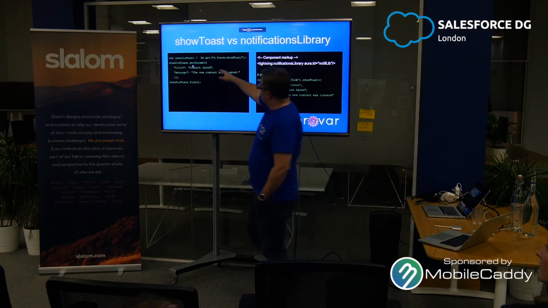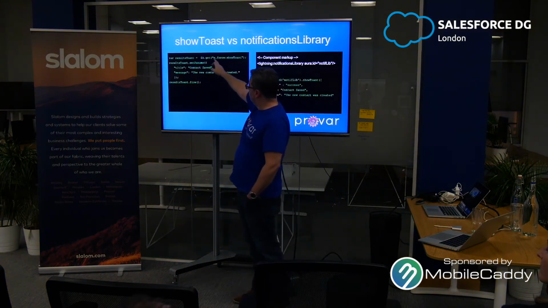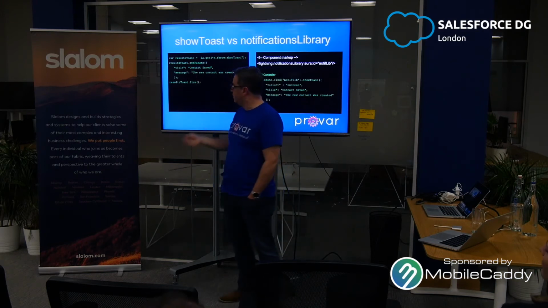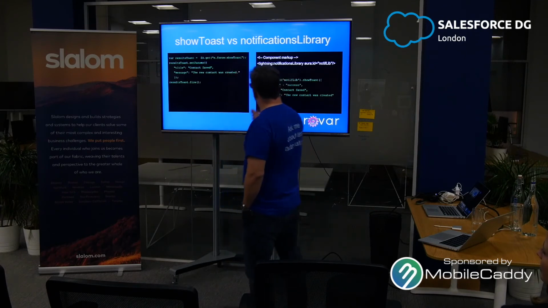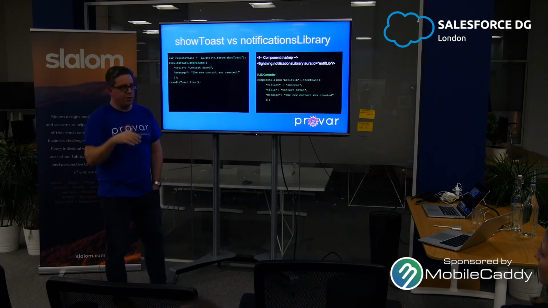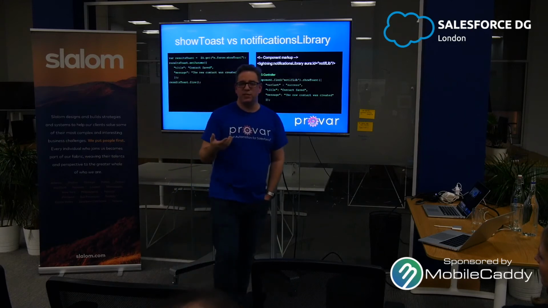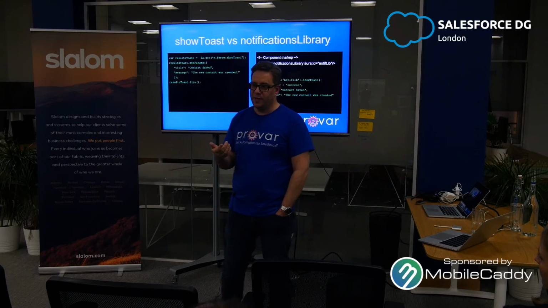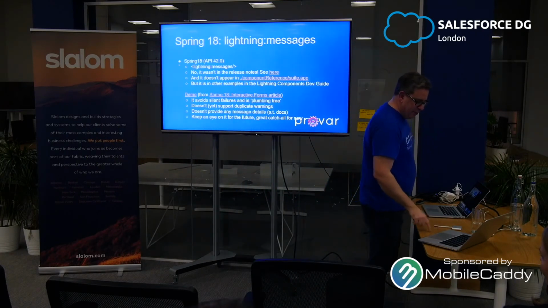On the left is using show toast, so I just get the results, $A.get the event for show toast, set some parameters on it, I type in the message, and then just fire that event. Quite easy. Why am I worried? Well, if I use the notifications library, I put one tag into my component, and I call one line in my JavaScript. I'm a lazy programmer. The less code I have to type, or the less code I have to cut and paste, the better. Okay. Too many people are nodding at that.